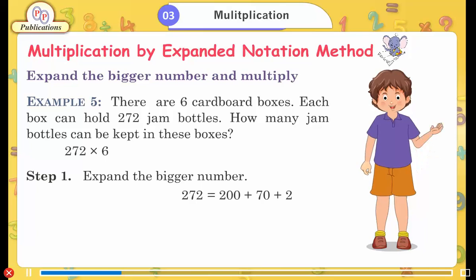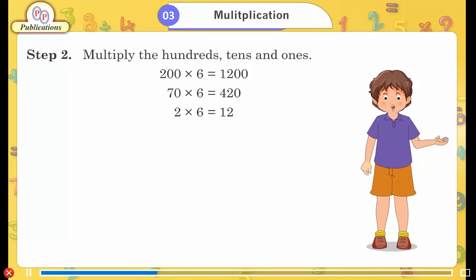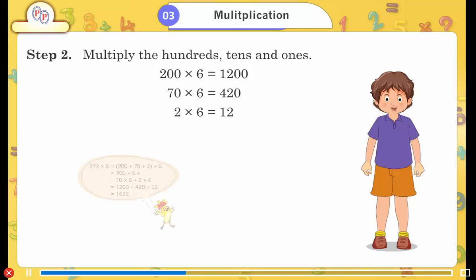Step 1. Expand the bigger number. 272 is equal to 200 plus 70 plus 2. Step 2. Multiply the hundreds, tens and ones. 200 into 6 is equal to 1200. 70 into 6 is equal to 420. 2 into 6 is equal to 12.